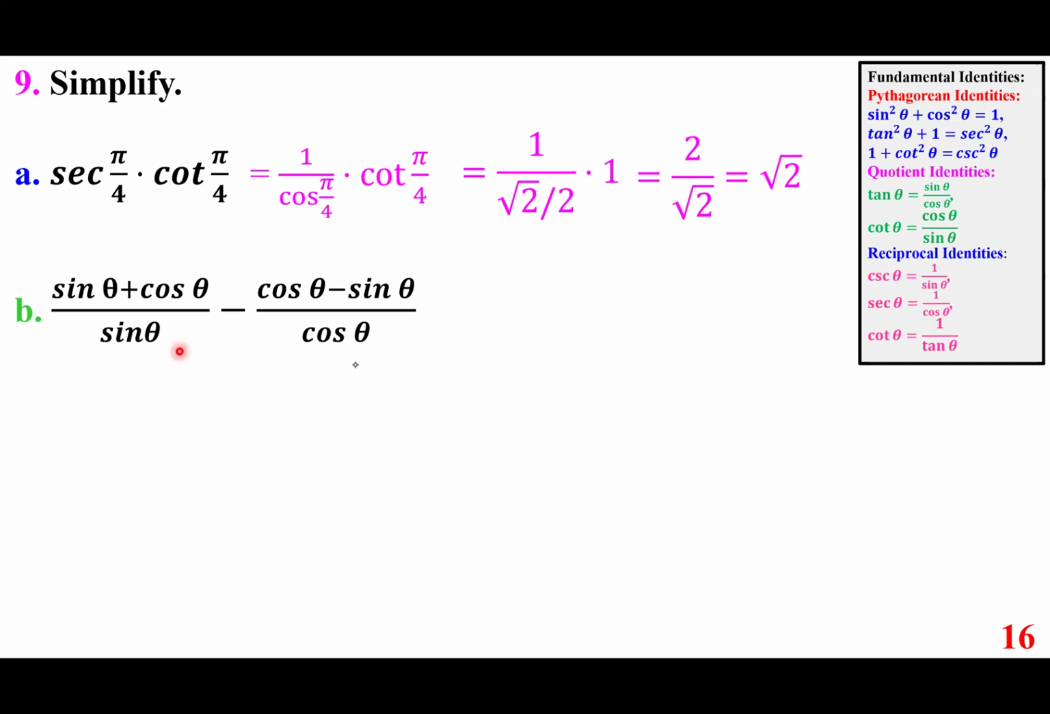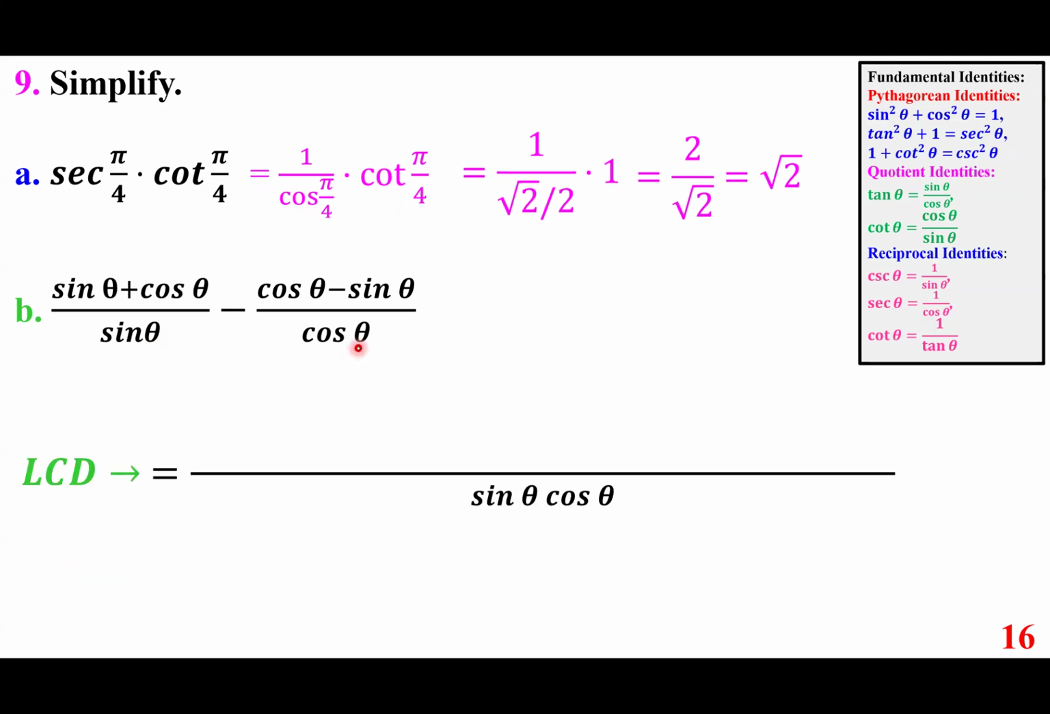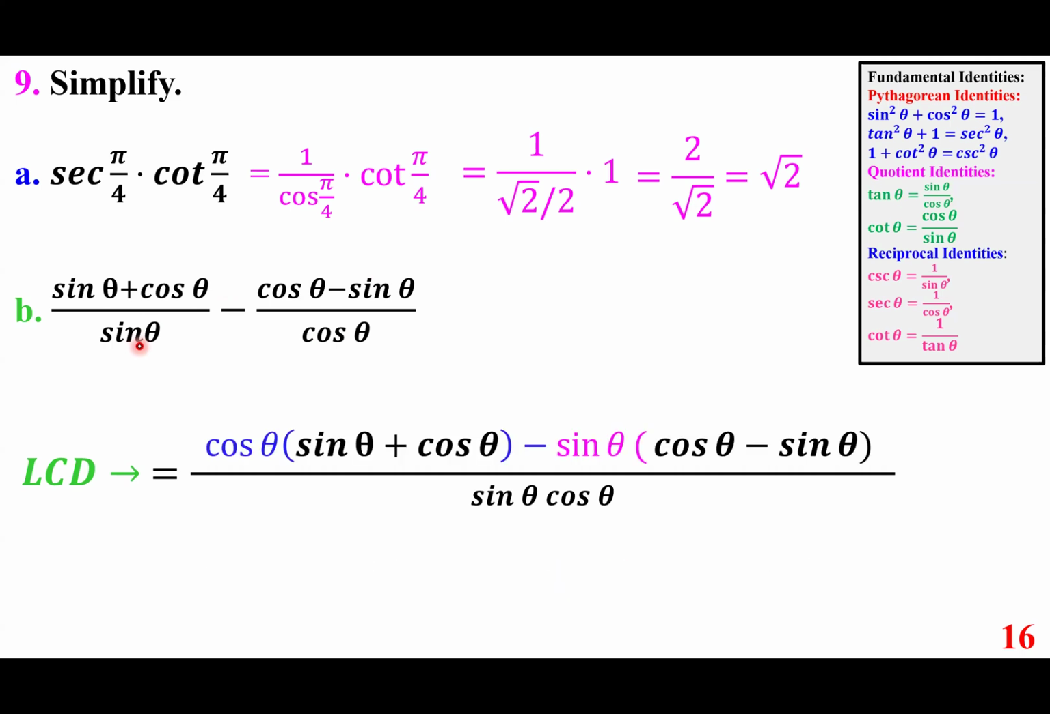We want to add these two. Remember, subtraction is a form of addition. In order to simplify, we're going to start with the LCD, and the LCD is just the product of sine and cosine. So this will be this one times cosine theta minus this one times sine theta. Okay, let's do the distribution. Sine theta cosine theta, or cosine theta sine theta, makes no difference. Plus cosine squared minus sine theta cosine theta, plus sine squared.